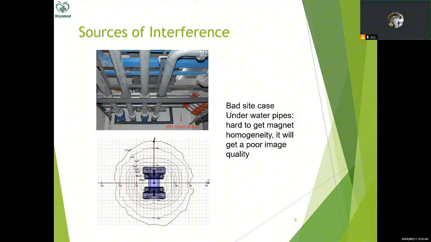The cases we were talking about were outside-the-room interference, and there are also some items in the room which may interfere with the image quality. Here we can see another bad site case: the MRI magnet is just under the water pipes. In this case, the magnet will have difficulty achieving magnetic homogeneity. Poor homogeneity will result in poor image quality. So when we check the in-room conditions, we should avoid this kind of water pipe.